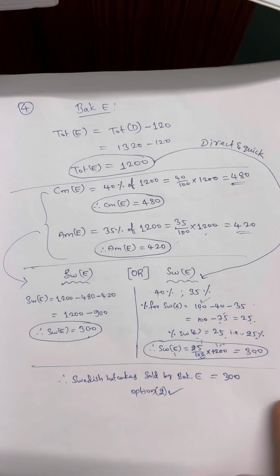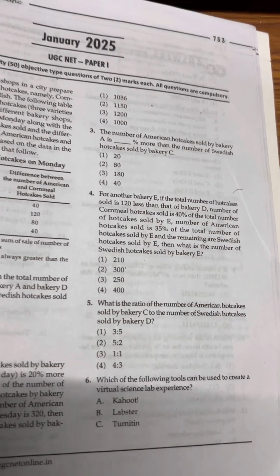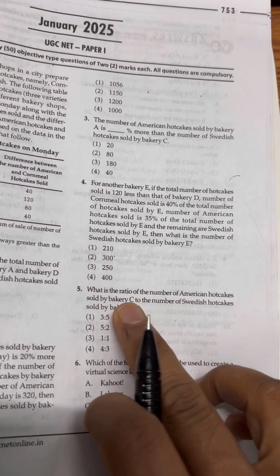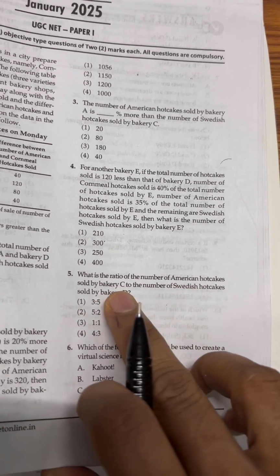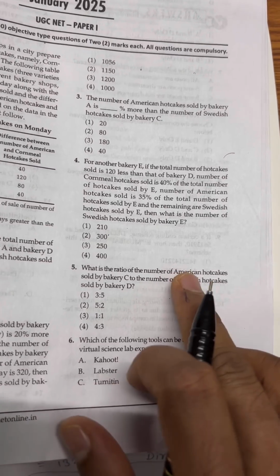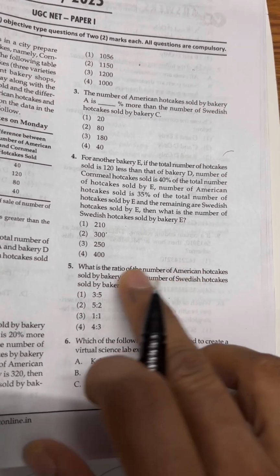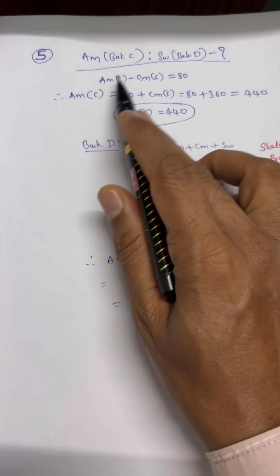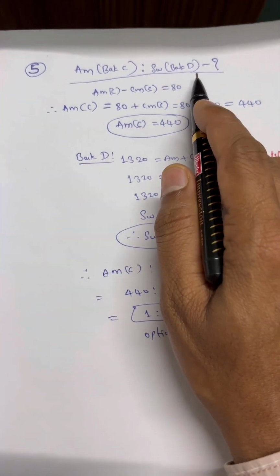Okay, this is the fourth question. Now let's go to the last one, which is the fifth question, of this Jan 2025 NET paper. What is the ratio of the number of American hotcakes sold by bakery C to the number of Swedish hotcakes sold by bakery D? See, here they are asking the ratio of American and Swedish, but American of bakery C and Swedish of bakery D. Now let's get into the fifth one. The question is the ratio of American of bakery C to Swedish of bakery D.